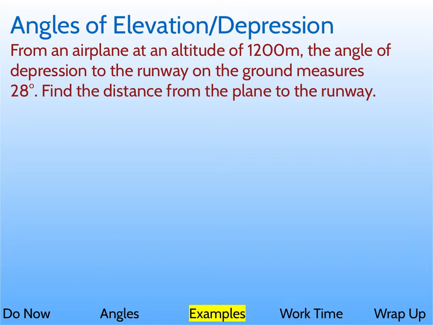So with this thing, we have an airplane at an altitude of 1,200 meters. The angle of depression to the runway on the ground is 28 degrees. What is the distance from the plane to the runway? How far does the plane have to travel?